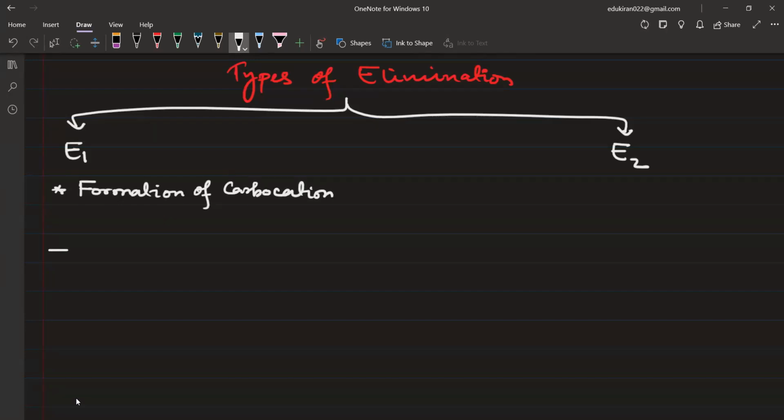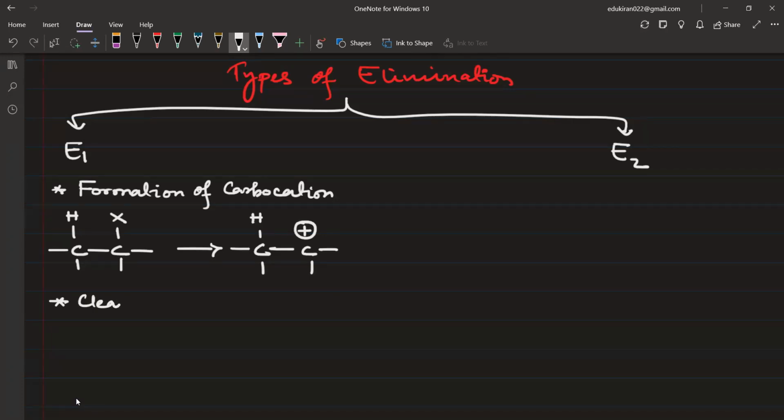So for example, I have something like this. Here I have a hydrogen atom and here I have a halogen atom. Now in the first step, this halogen is going to leave and I am going to get a carbocation, something like this. Hydrogen, carbon, carbon, and there will be a positive charge here. This is a carbocation. The next is the cleavage of CH bond.